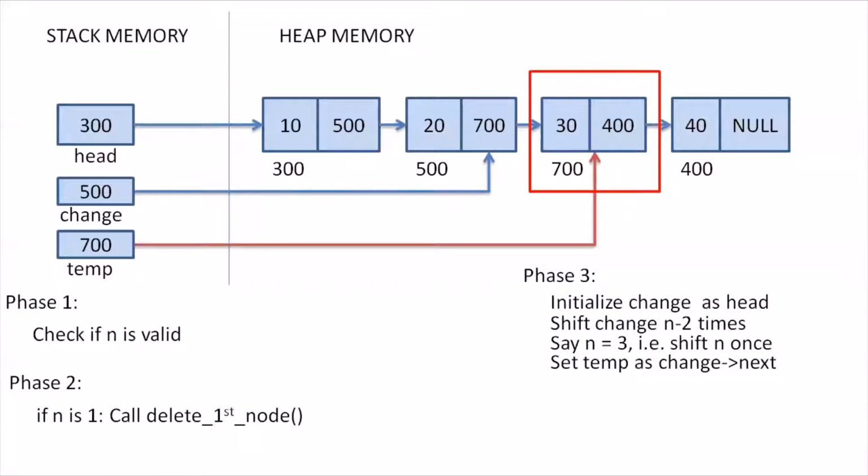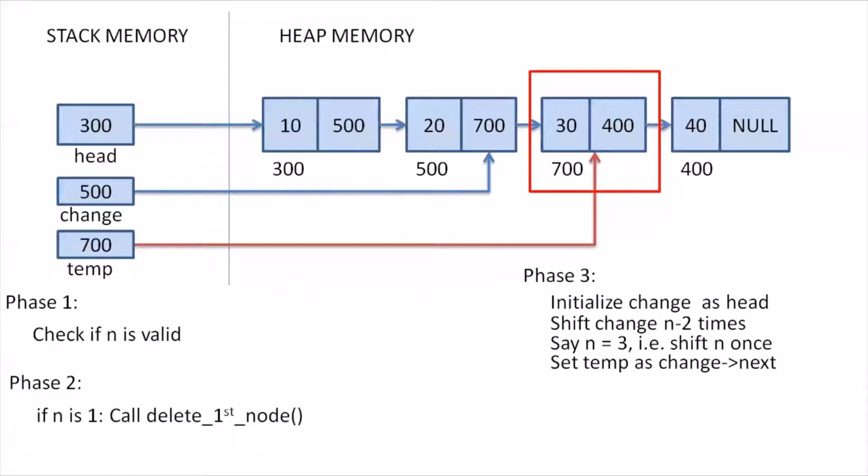Therefore, we come to the conclusion that if we have to delete the nth node of the linked list, we have to shift change n minus 2 times. So if we shift change once, change now points to the second node of the list, as shown in the figure. Now we set temp equal to change next. Once we do that, temp now points to the node that we want to delete.